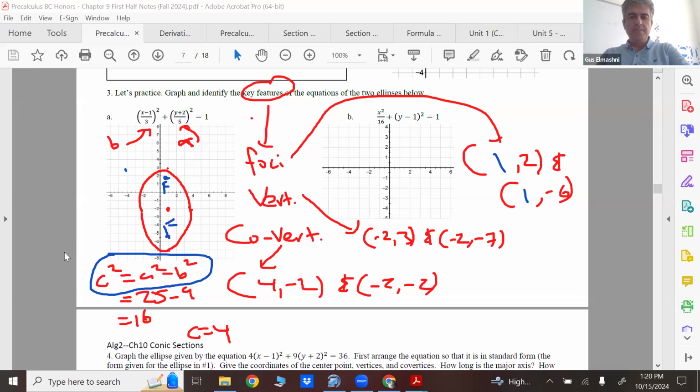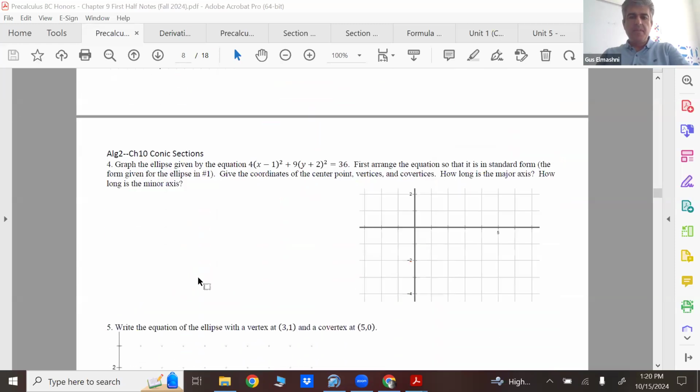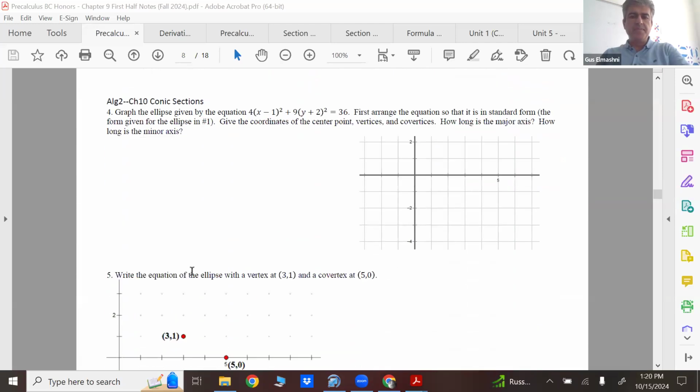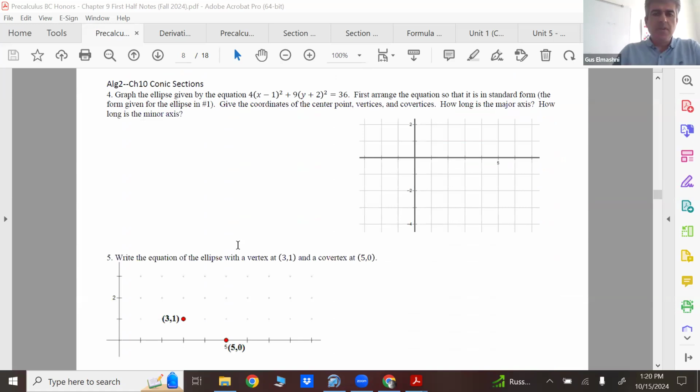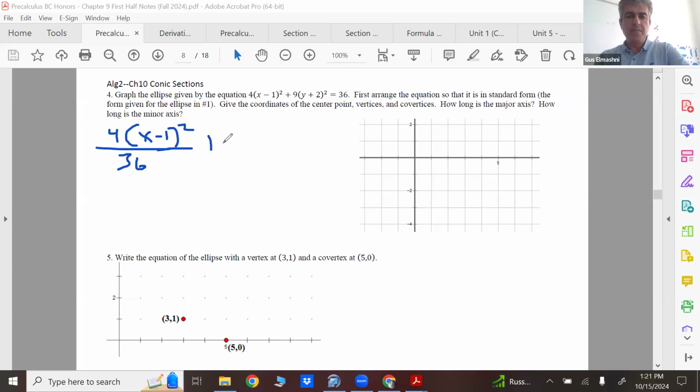Okay. Let's skip B for now. Let's keep moving. All right. So number 4, guys, given that graph, rearrange the equation so it's the standard form. Find those things. How long is each? So what you need to do in this case is divide everything by 36. Okay, does that make sense?